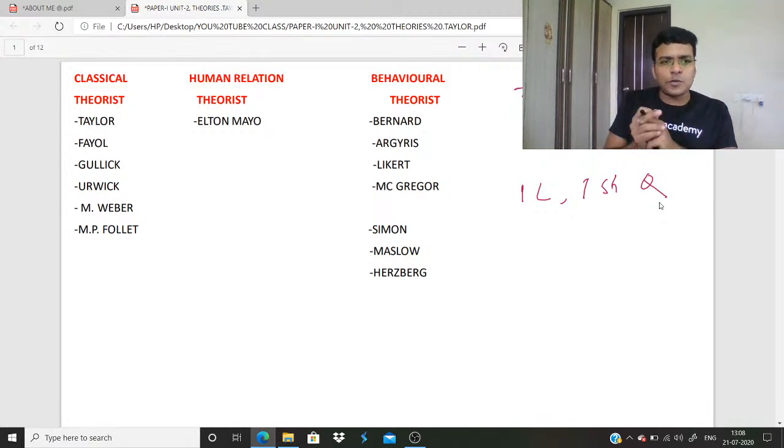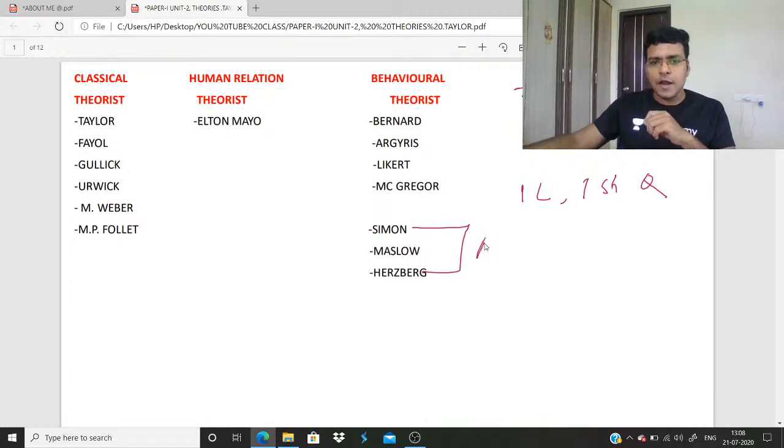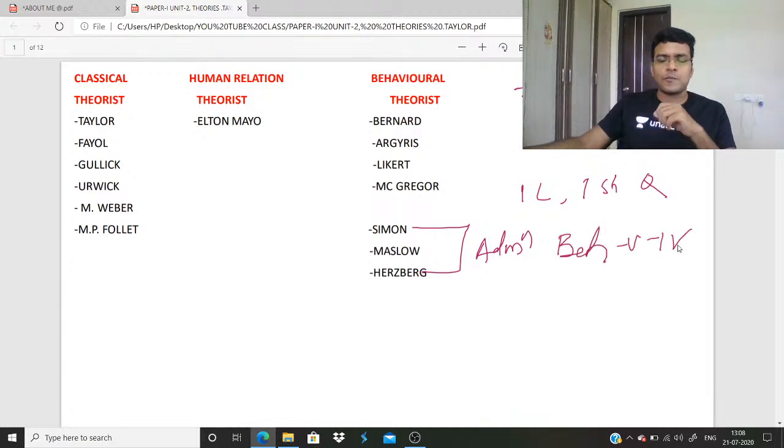Listen, there are 3 groups of theorists. One is classical theorist, one is human relation theorist, and one is behavioral theorist. So you will find these 3 theorists in which chapter? Administrative behavior, unit 4, and all other theorists you will find in unit 1. Clear? So remember this, like you remember the periodic table in your school time.